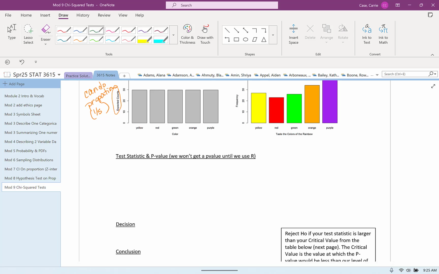So our test statistic is chi-squared, and I'm going to move all the way to the left because we're going to need a lot of space. Chi-squared is equal to the sum of k equals 1 to 5, because there are 5 colors, of the observed count minus the expected count squared over the expected count. And I don't care if you have the little sub i's there or not. Well, we just need to take this for each color.